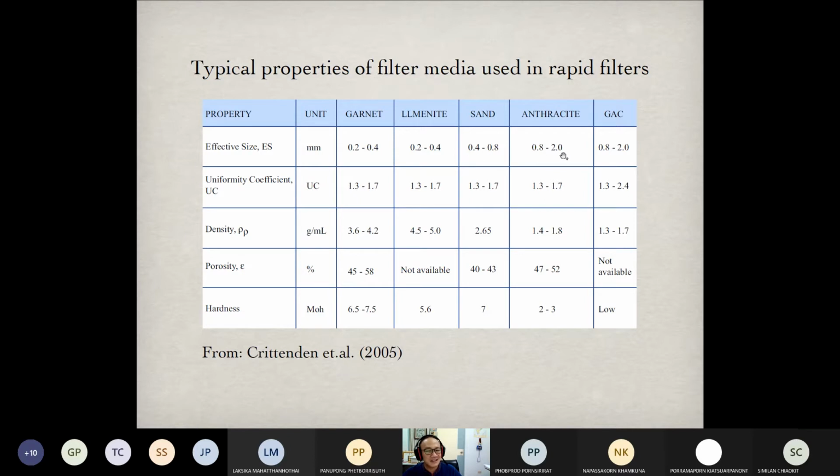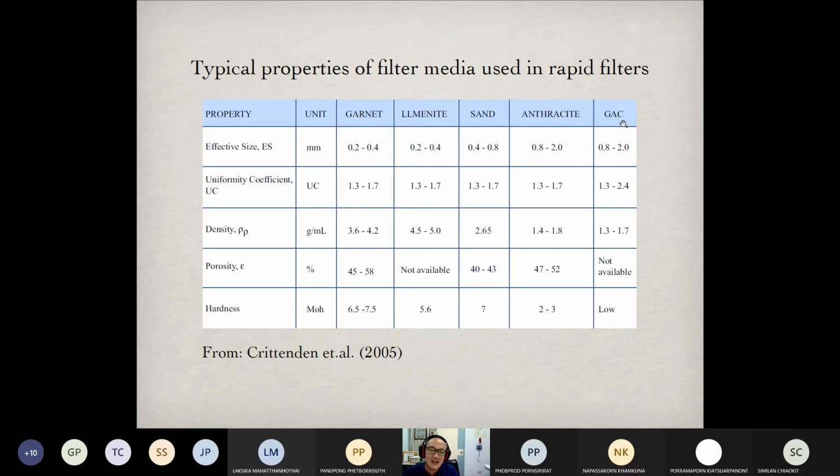Anthracite is a lot bigger. Anthracite is a coal. It's basically a carbon. Granular activated carbon is also 100% carbon, but it's active. It's very active as compared to the anthracite. Very active in terms of adsorption because they burn, and then the surface area is much larger than the anthracite.